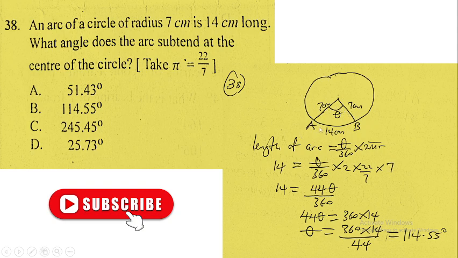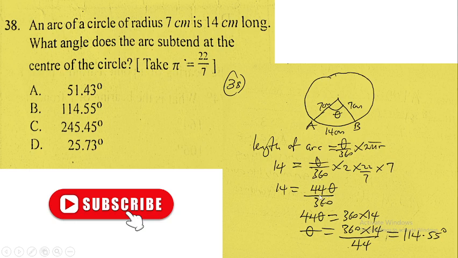So we can use the length of an arc to find the angle, since we have been given the length of the arc. So the formula to find the length of an arc is theta over 360 times 2 pi r. Length of an arc is 14 equals theta over 360 times 2 times 22 over 7 times radius, which is 7. 7 will take care of 7. Then 22 times 2 will give us 44. Times theta will give us 44 theta over 360.